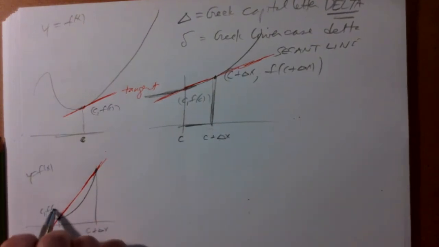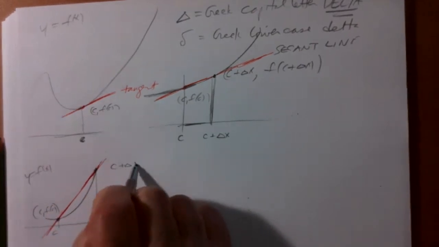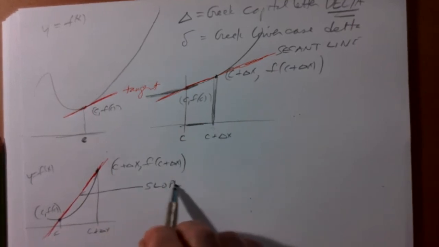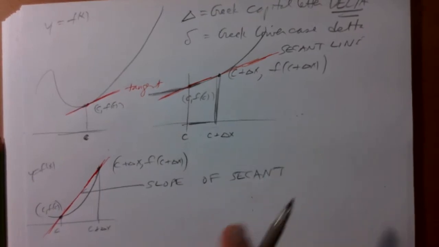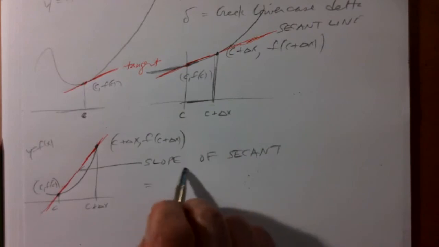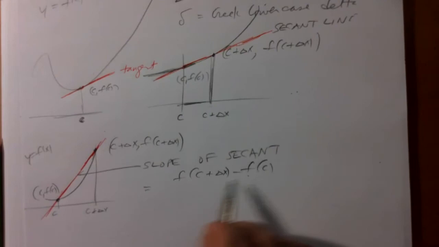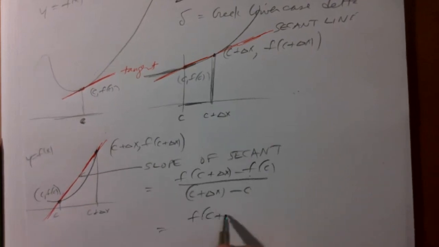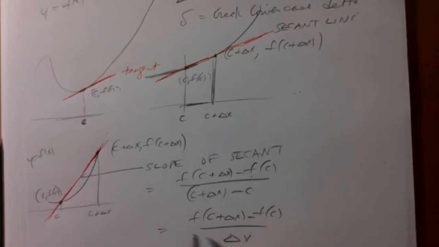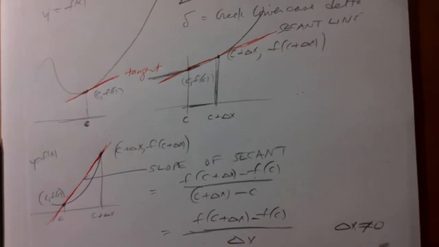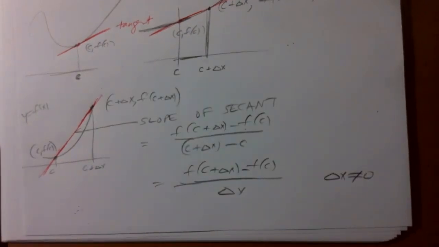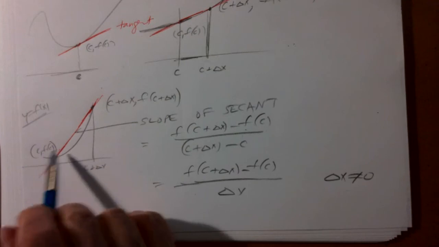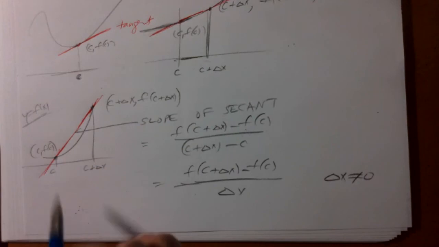This point has coordinates c, f of c, and this point has coordinates c plus delta x, f of c plus delta x. What is the slope of the secant line? Well, it's rise over run. It's f of c plus delta x minus f of c over c plus delta x minus c. In the denominator, the c's cancel. This is f of c plus delta x minus f of c over delta x. Delta x different from zero, positive or negative, but different from zero. So we have a curve, y equals f of x, fix a point c plus delta x, not too far away. Draw the secant line between these two points on the curve and find the slope of that line.